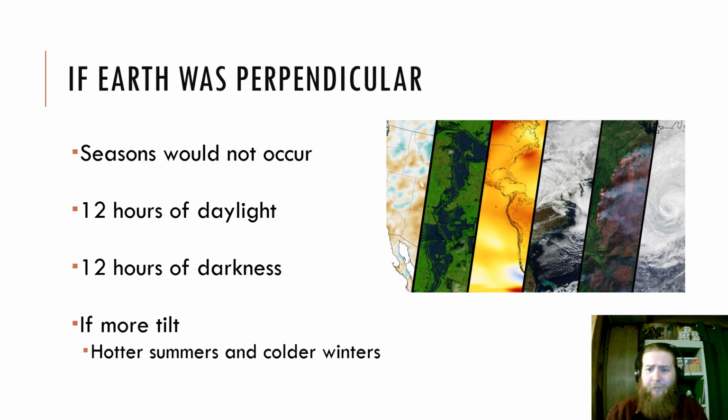If Earth was straight up and down, perpendicular, we would have no seasons. We would have 12 hours of darkness, 12 hours of daylight. If we had more tilt, if we were pointed more towards the sun or more away, we would have hotter summers and colder winters.